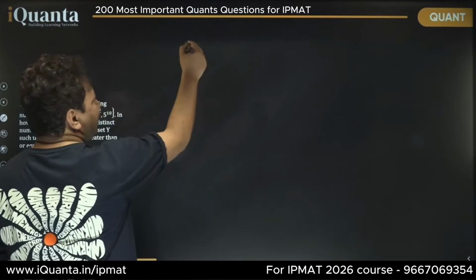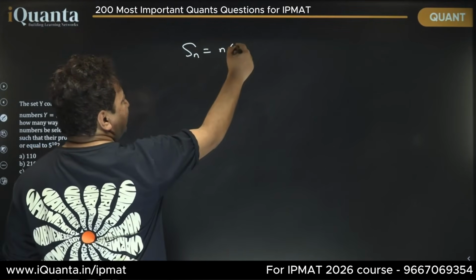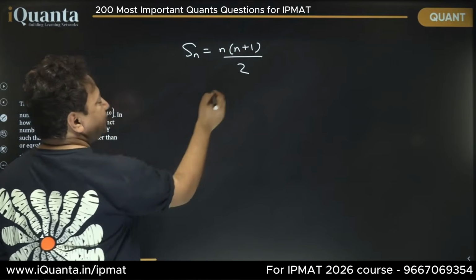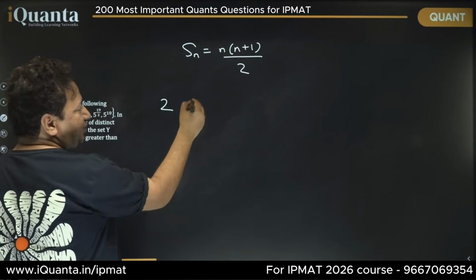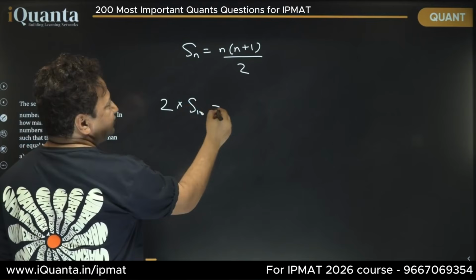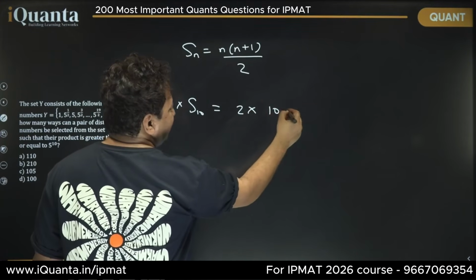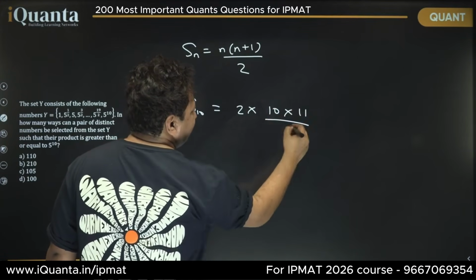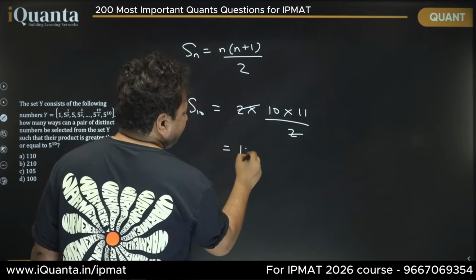Sum of n natural numbers is given by n into n plus 1 by 2. Here we need to find twice the sum of first 10 natural numbers, which will be 2 multiplied by 10 into 10 plus 1, that is 11 by 2, which gives us 110 as the final answer.